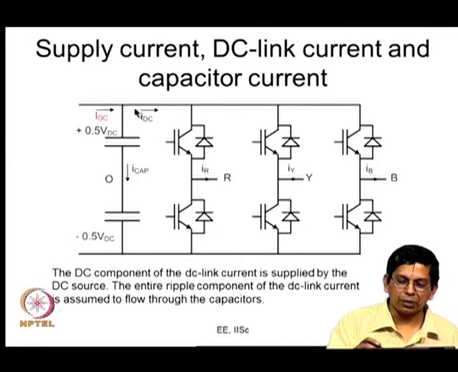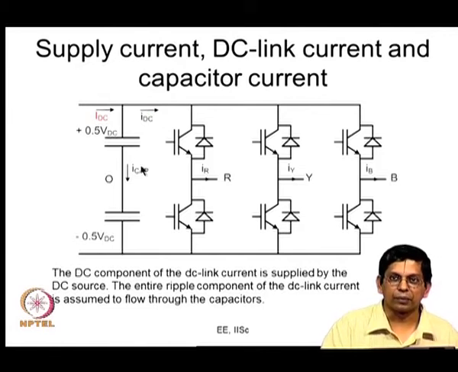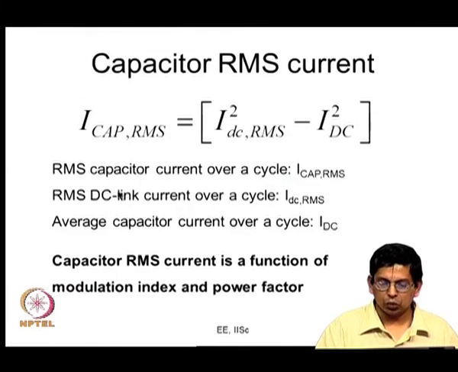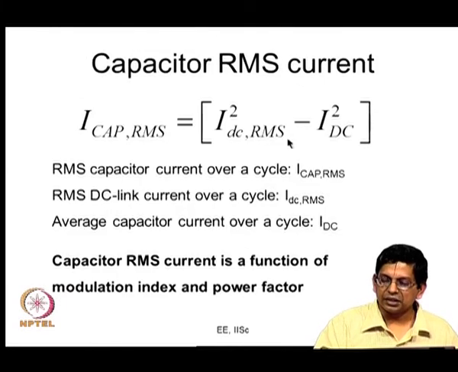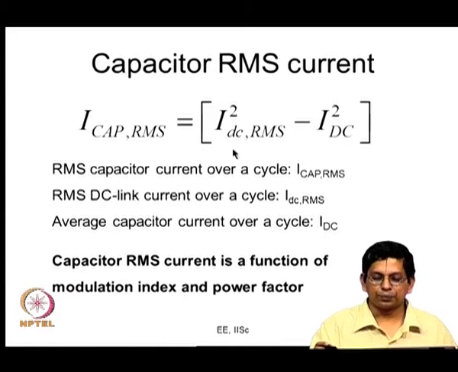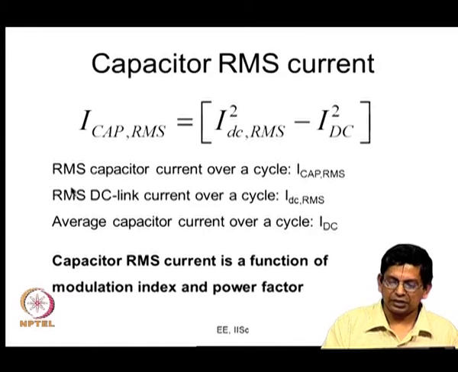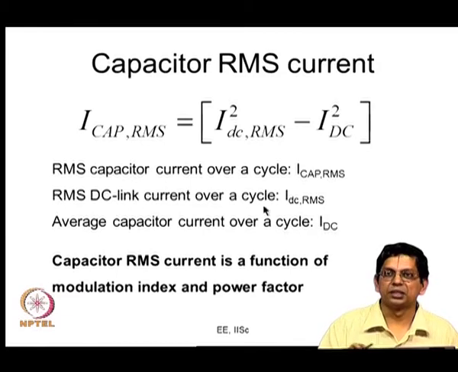If you subtract this capital IDC from the instantaneous IDC, you will get the instantaneous I cap. This is a way of arriving at I cap, so only the AC ripple flows through the capacitor. Now, the DC link current has a certain RMS value. You can evaluate it by squaring this IDC, averaging it over a line cycle and taking the square root; that is your IDC RMS, the RMS DC link current over a cycle.